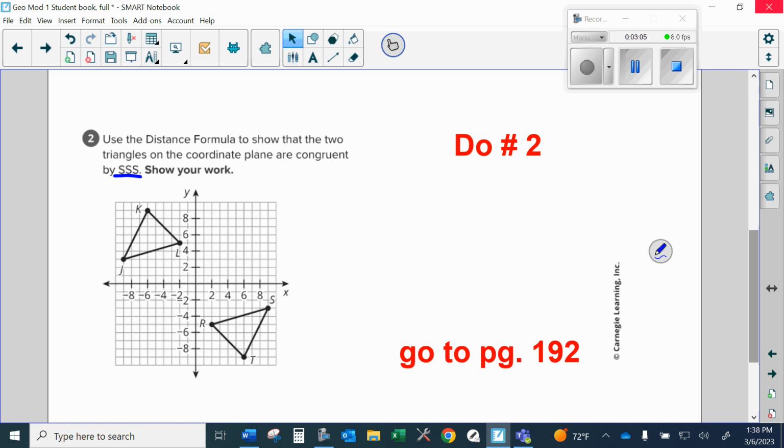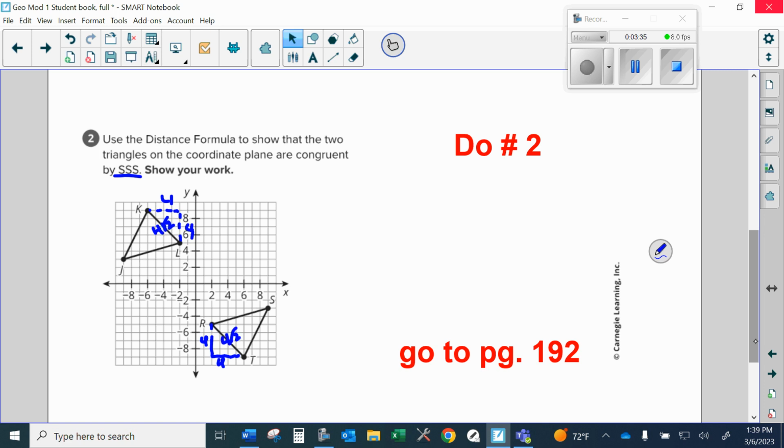I have to find the side length of each of the 6 sides, 3 in each triangle, and they should be the same correspondingly. So again, how do I find the side length? I use Pythagorean theorem. 1, 2, 3, 4. 1, 2, 3, 4. So this ends up being 4 root 2, or the square root of 32. Okay, well, if I do that same thing here, I have 4 and a 4, so that's 4 root 2, or square root of 32.